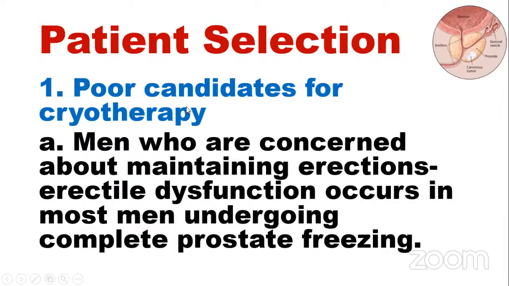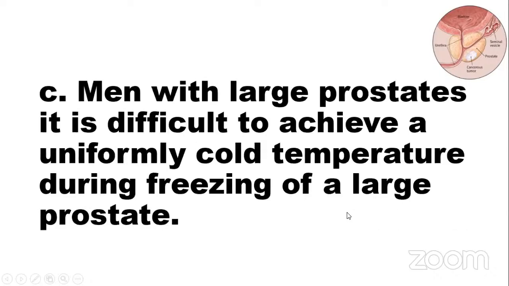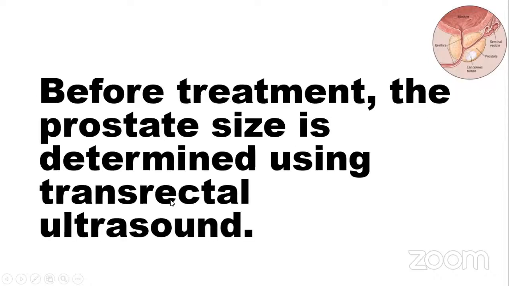Patient selection. Poor candidates for cryotherapy: men who are concerned about maintaining erectile function, as erectile dysfunction occurs in most men undergoing complete prostate freezing. Men with previous TURP are at high risk for urethral necrosis and sloughing, especially men who have an expansive cavity in the prostatic urethra, a large TURP defect. Men with a large prostate: it is difficult to achieve a uniformly cold temperature during freezing of a large prostate.